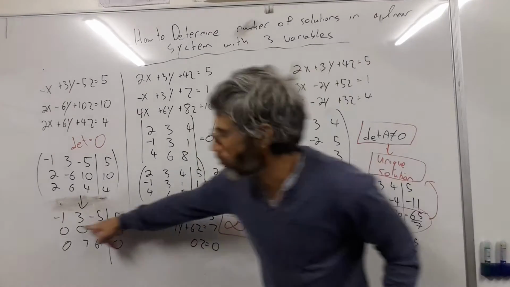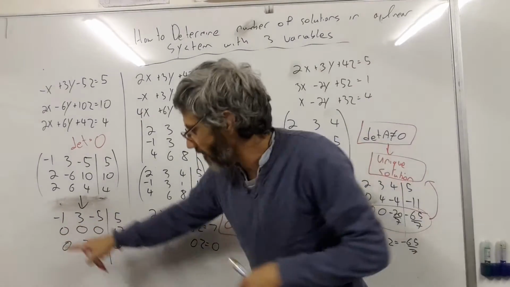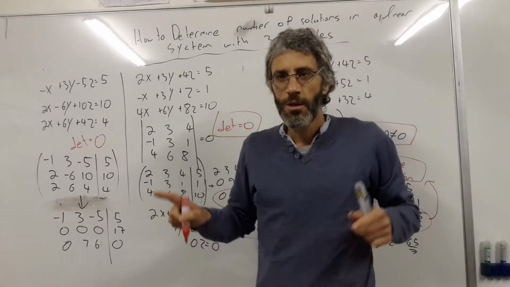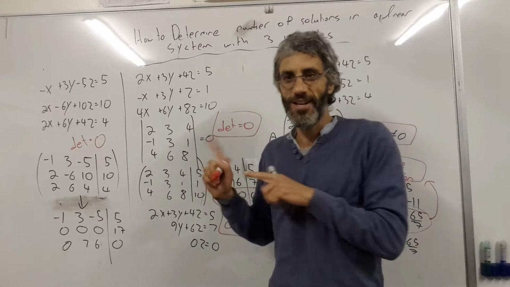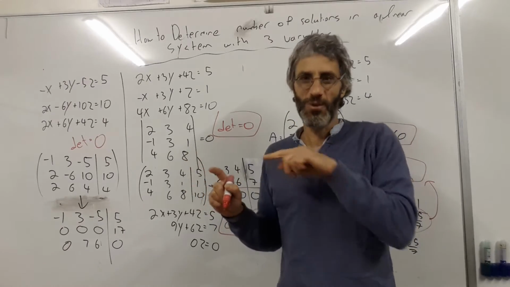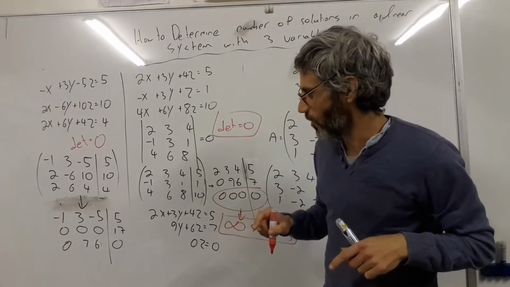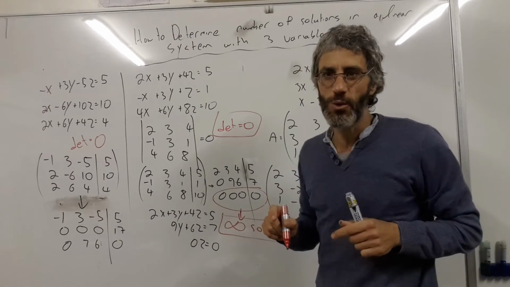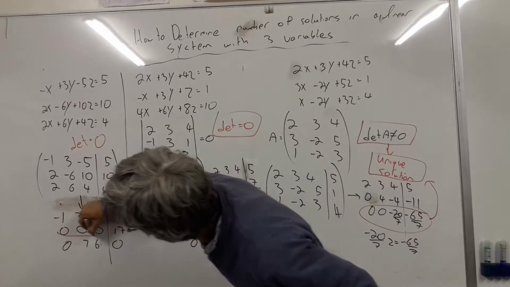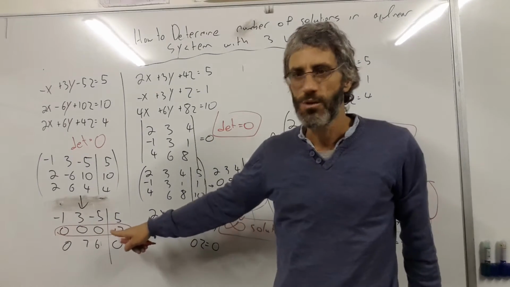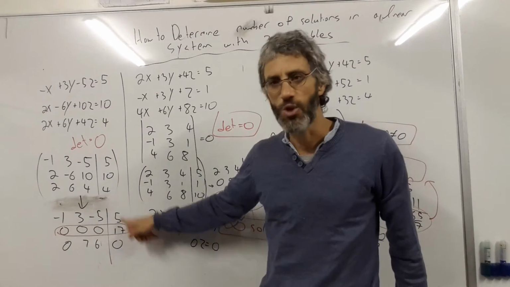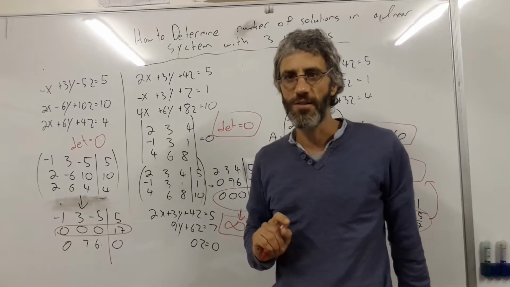Okay, I've got my row of 0s. Whenever there's a row of 0s, it means that the determinant is 0, and there is no unique solution. But the difference in this case is that it's not a complete row of 0s. On the other side, the augmented bit is not 0, it's 17.